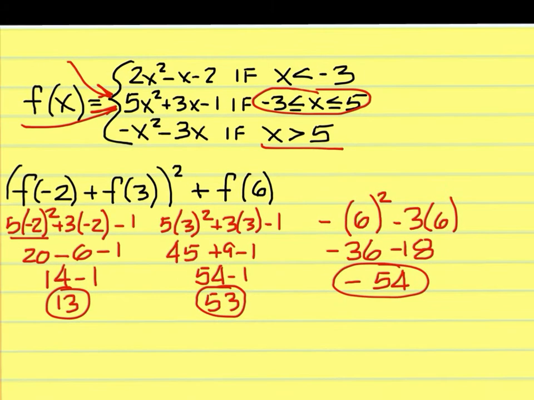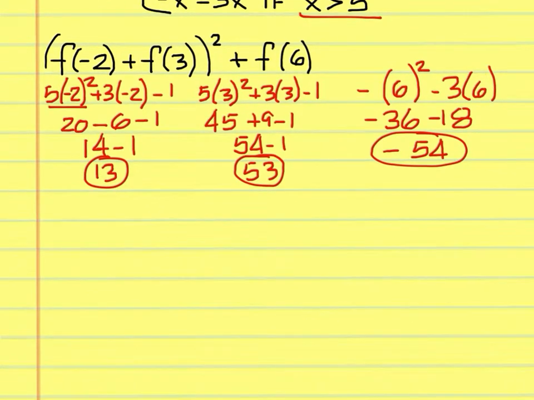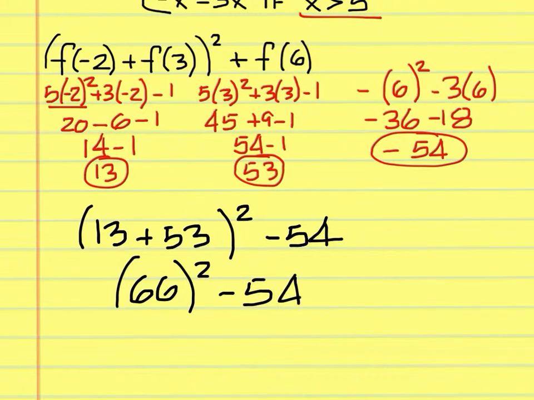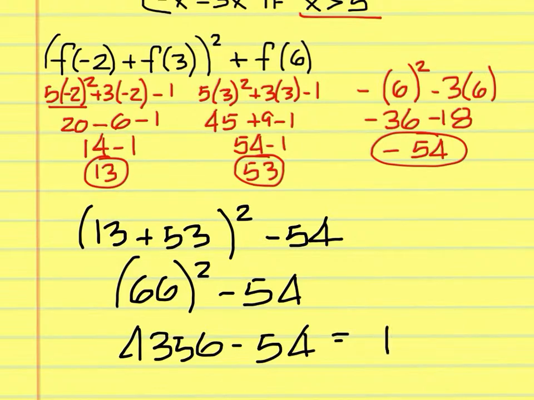So we have to use those solutions to do this. It will be the quantity squared of 13 plus 53. And then you will have outside of that a minus 54 when you're adding a -54. So 66, we're going to square that and subtract 54. 66 squared is 4356. And then we're going to take away 54 to come up with 4,302.